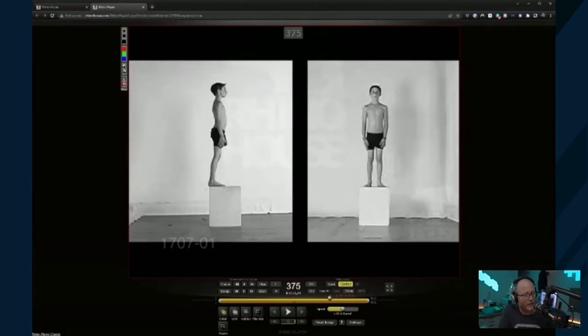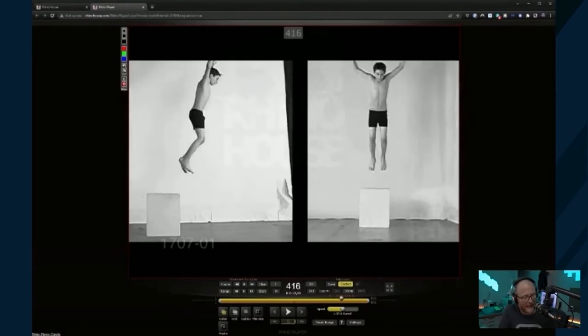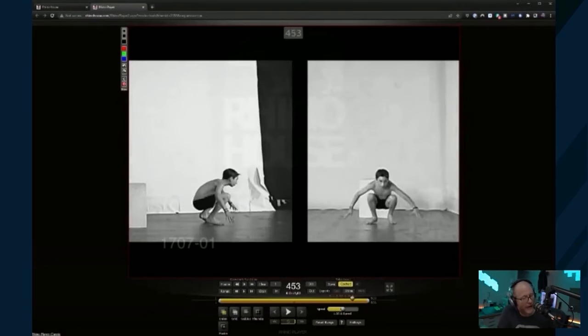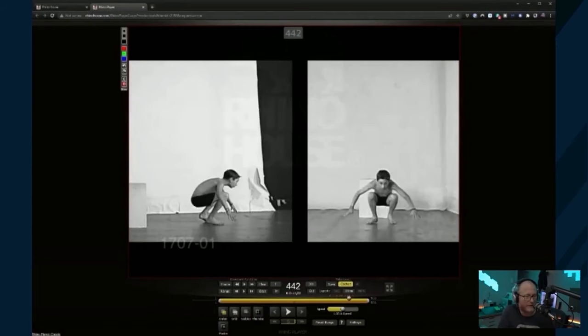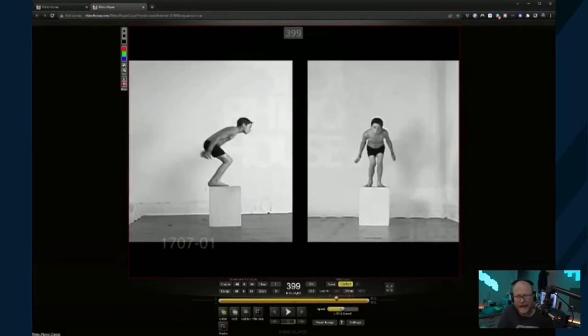I'll explain what you would have to do differently in Maya, or I don't know Blender well enough yet, so you'll probably have to figure out your own workflow there. But I think you'll be able to figure it out based on what I do. So that's what I'm going to do next.